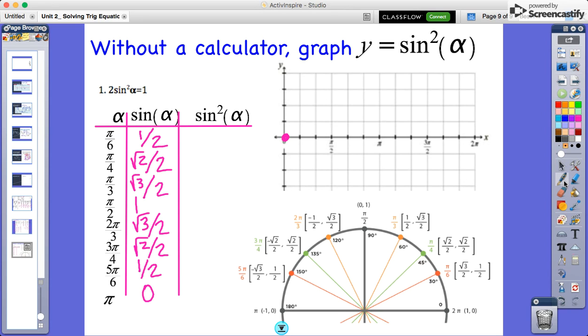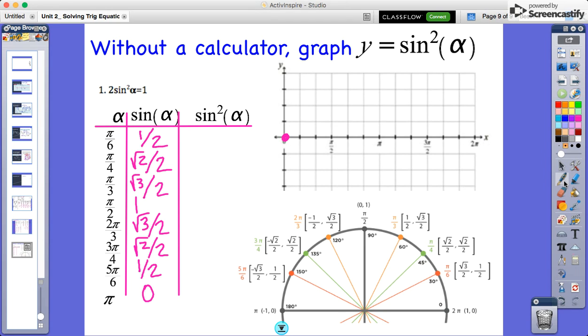After I've evaluated all of my sine alpha, that's not what I wanted to graph, right? I wanted to graph sine squared. So I have to take all these values and square them. While you may be tempted to type this in your calculator, don't, because all the square roots are going to go away. So they're really not going to be so bad.